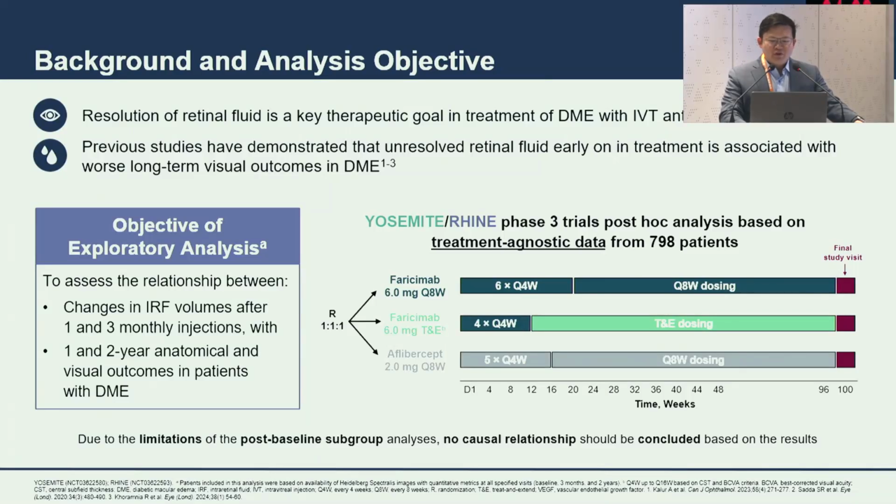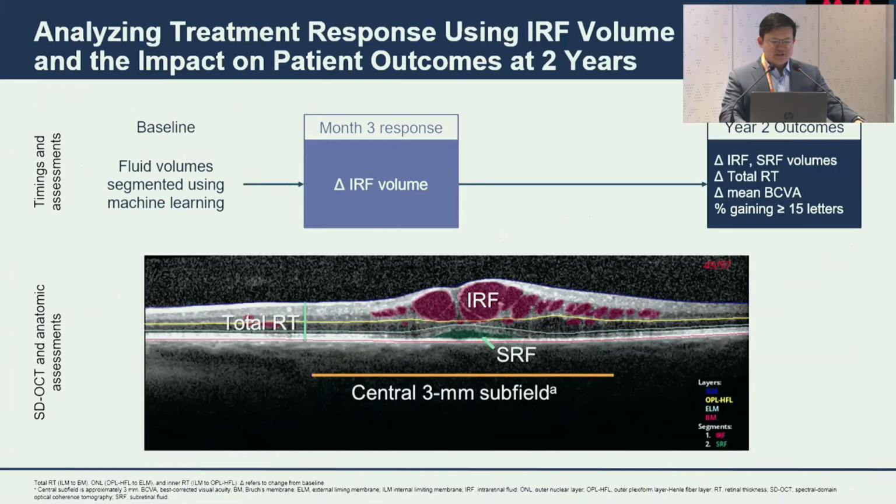Just a brief review of the clinical trial. There were 3 arms: one that had faricimab fixed dosing, one aflibercept fixed dosing, and a faricimab TNE arm. Here, all analysis is done for the overall group. At the moment, there was no baseline subgroup analysis because of certain limitations in sample size, etc.